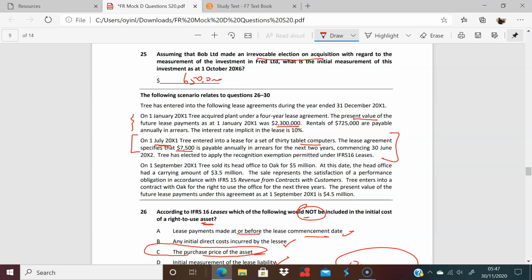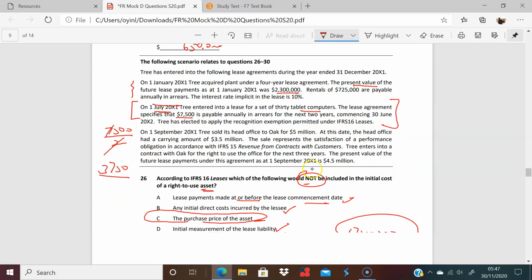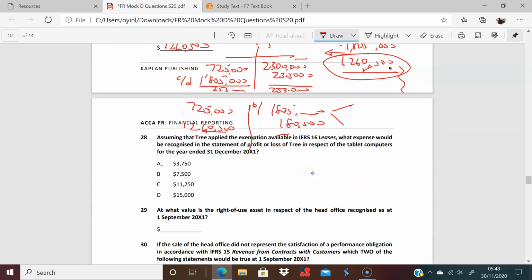It's about the dates because you're accruing. You're just treating it under the normal accrual system. 1st of July, so it's 6 months of the year. This is 7,500 paid annually. So the first year, of course, 6 months will be 7,500 divided by 2, 3,750. So your answer there is 3,750 because you're dealing with it on an accrual basis, just as you would any normal expense. And that's what we're saying because you've taken the exemption here.